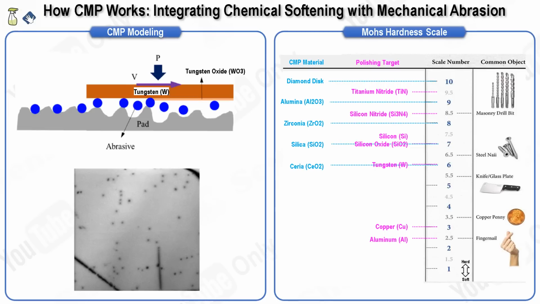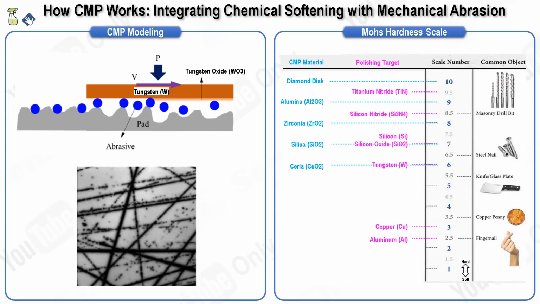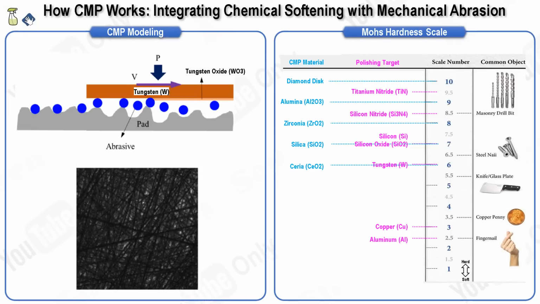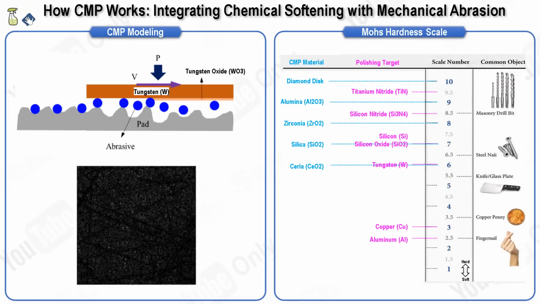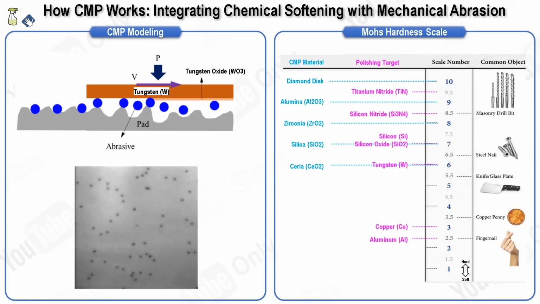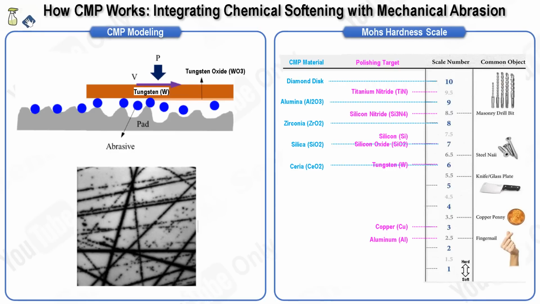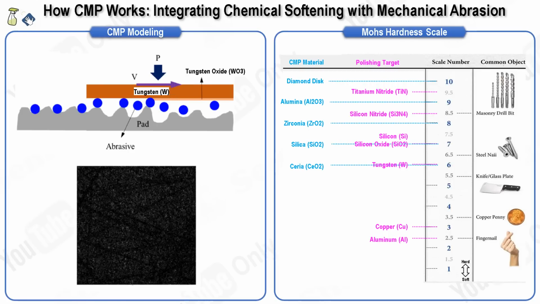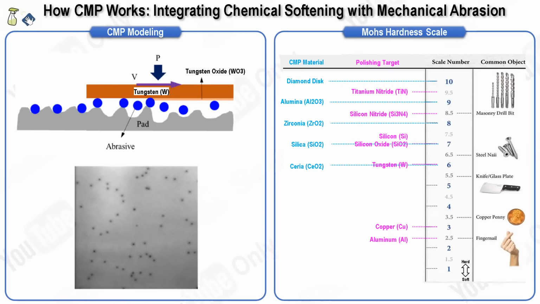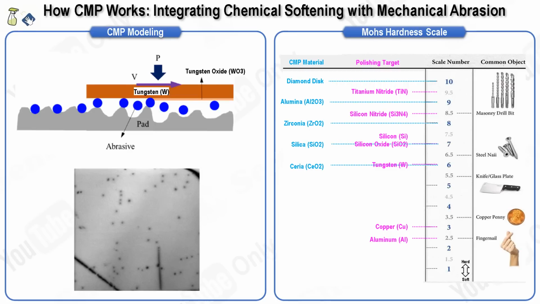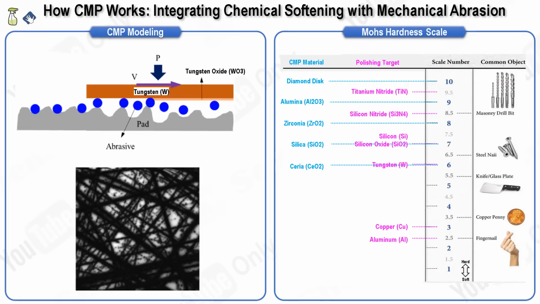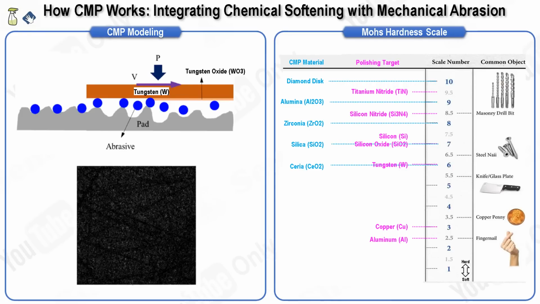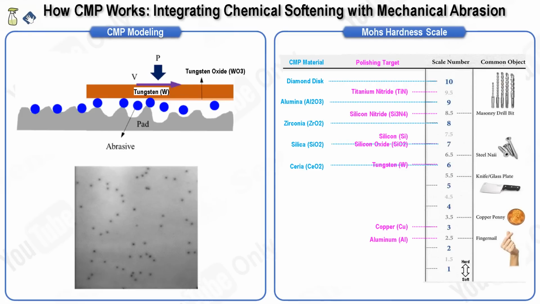For metal films like tungsten, aluminum, and copper, the chemical reaction is oxidation, which forms an oxide layer that is easier to polish. In summary, CMP involves chemically softening the film to be polished so that its hardness is lower than that of the abrasive. Then, countless abrasives repeatedly and continuously create mechanical scratches to remove the softened layer. This combination of chemical softening and mechanical abrasion is the essence of the CMP process.